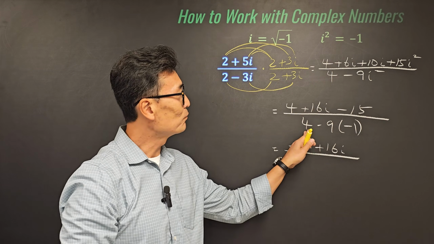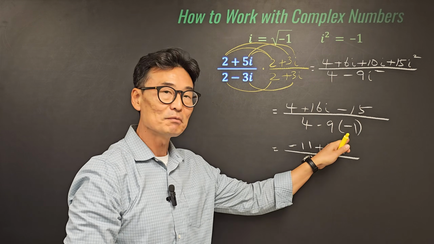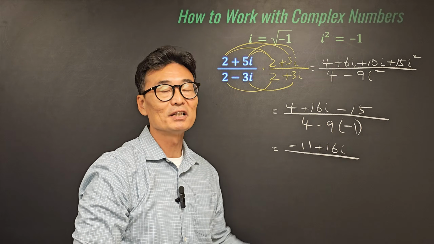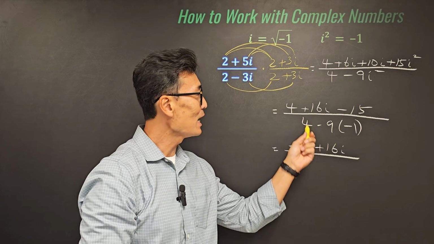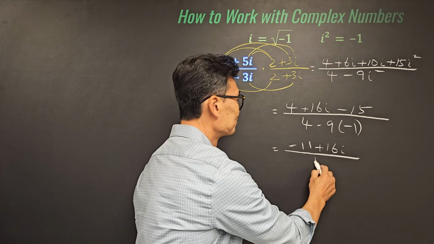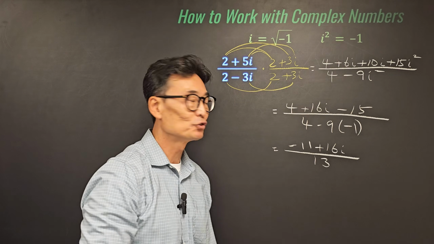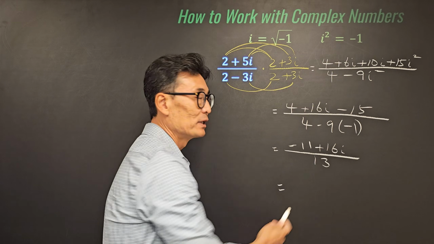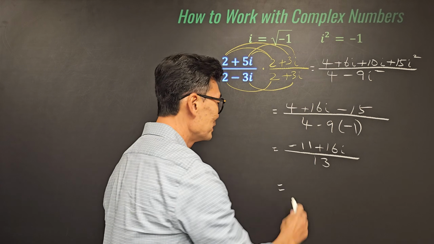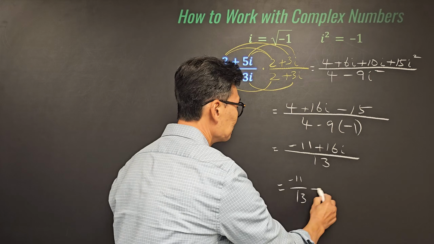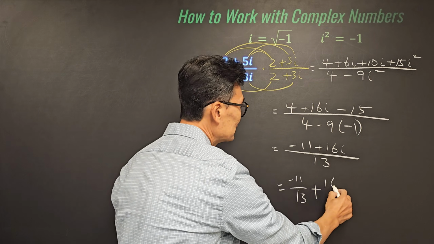On the bottom, we have 4 minus 9 times negative 1, where negative 9 times negative 1 is positive 9. Add that to a 4, we get 13. And again, if you want to separate this into two fractions, it would be negative 11 over 13 plus 16 over 13 i.